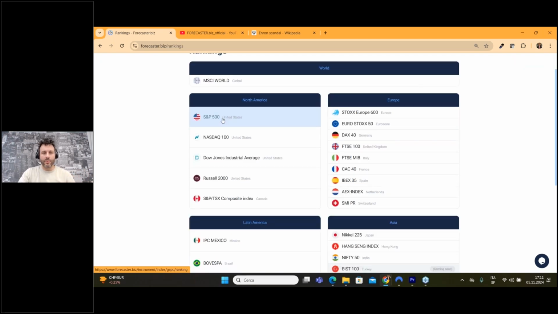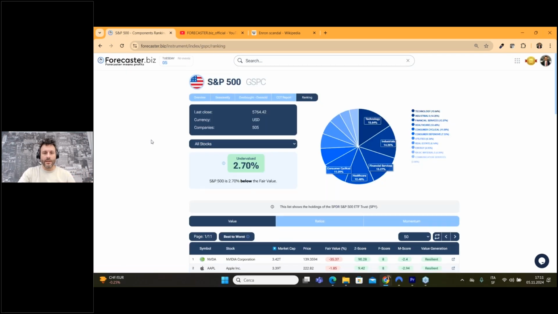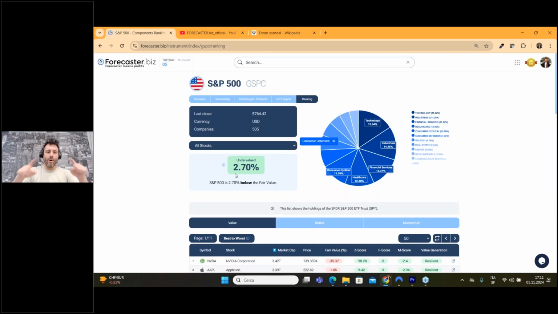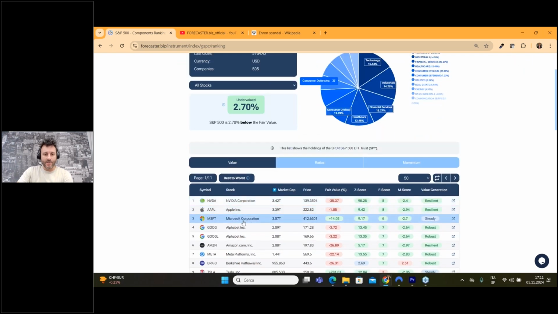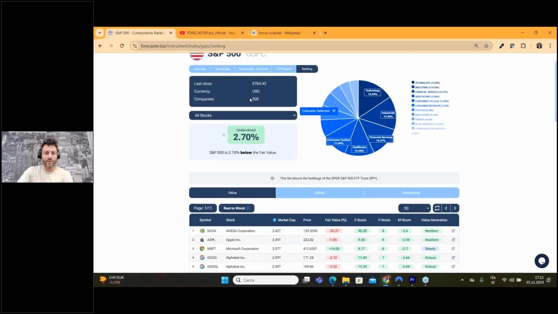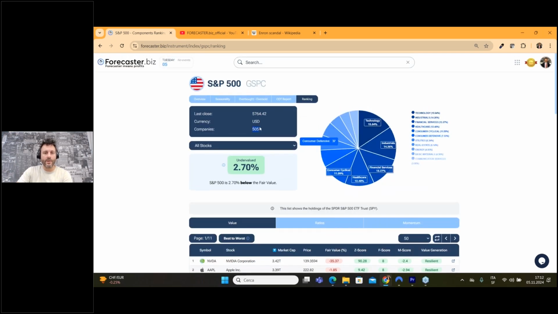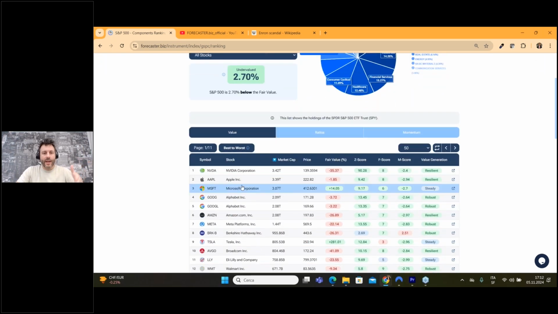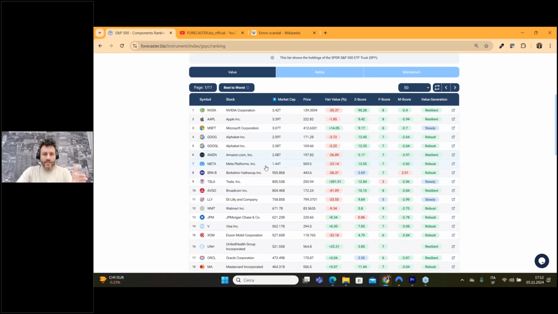If we go, for example, on the S&P 500, here we can find if the whole index is over or undervalued. In this case, for example, the S&P 500 is undervalued by 2.70%. How is this possible? Very simple. We know all the components of the index, so we know all the companies inside the S&P 500, and for every company, as you can see here, we have the fair value.